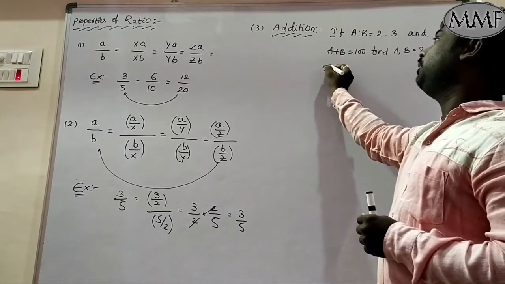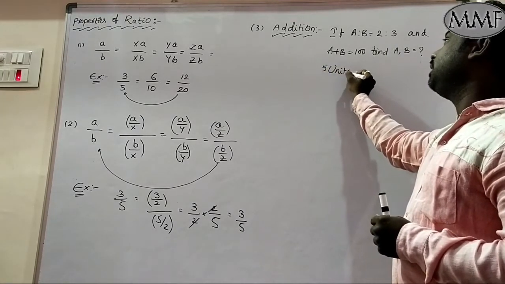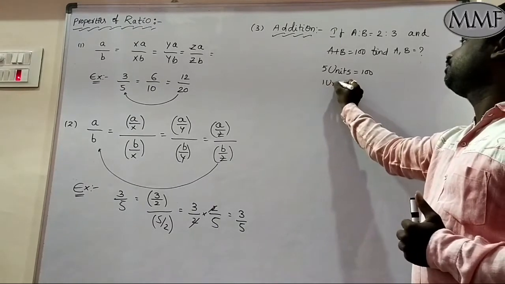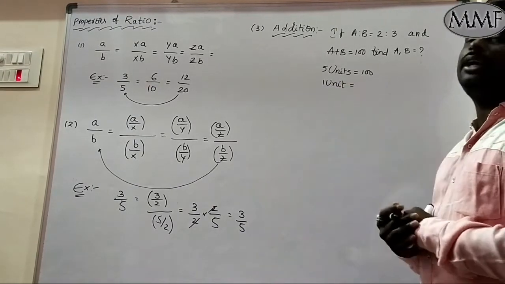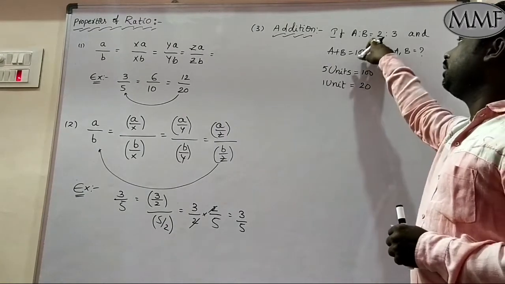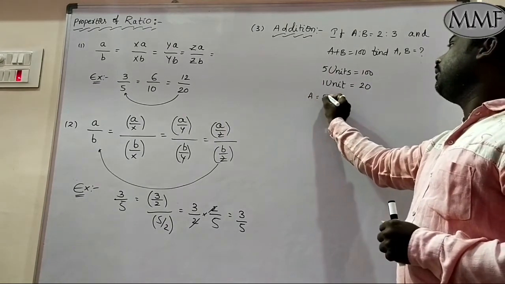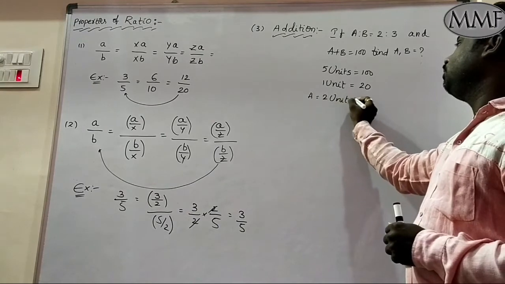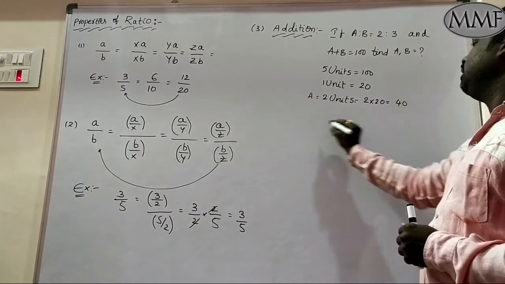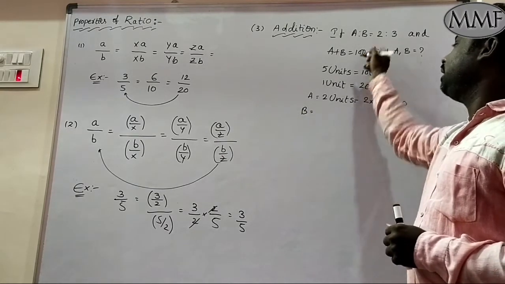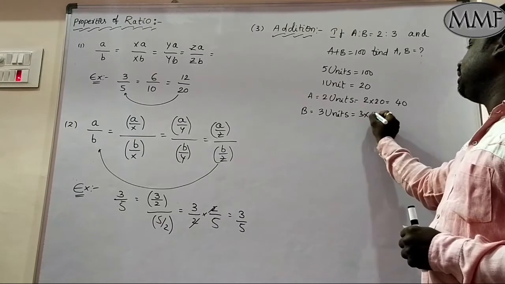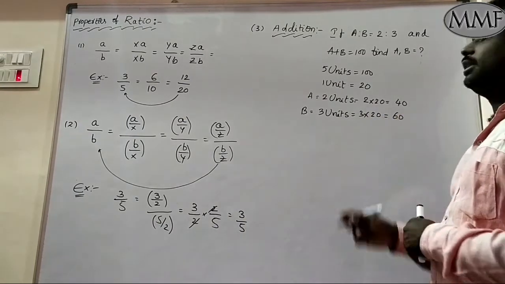How much? 5 units. 5 units is a duplicate number. If it is 100, what about 1 unit? It is nothing but 20. If 1 unit is 20, what about the A value? The A value is 2 units. 2 units will become 2 into 20, it is 40. And B is how much? 3 units. 3 units is nothing but 3 into 20. It is nothing but 60.